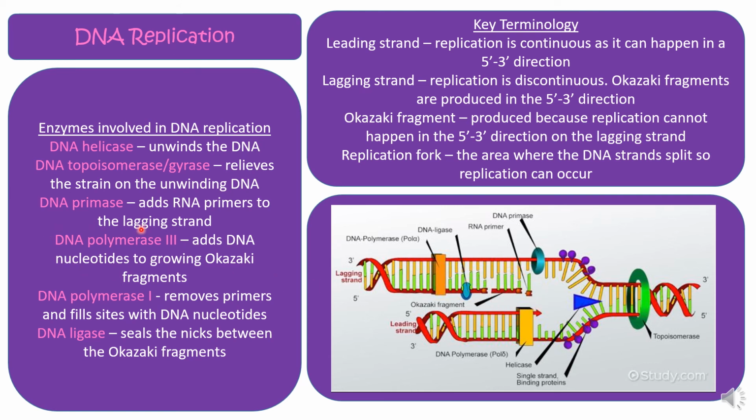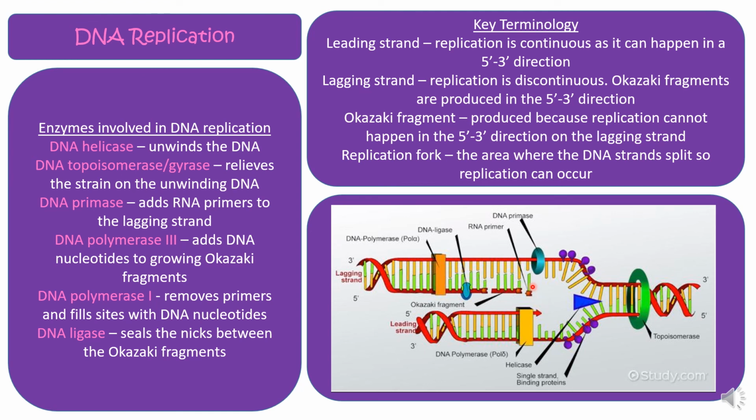Now you've got DNA polymerase 3, that adds DNA nucleotides to the growing Okazaki fragment. Don't worry too much about this DNA polymerase, we'll talk about that later. But DNA polymerase 3 is the enzyme that adds on these extra nucleotides once the primer has been added. DNA polymerase 1, once all of the Okazaki fragments have been produced, removes the RNA primer, because we don't want an RNA nucleotide within our DNA strand. So it removes the RNA primer and fills the sites with the corresponding DNA nucleotide.